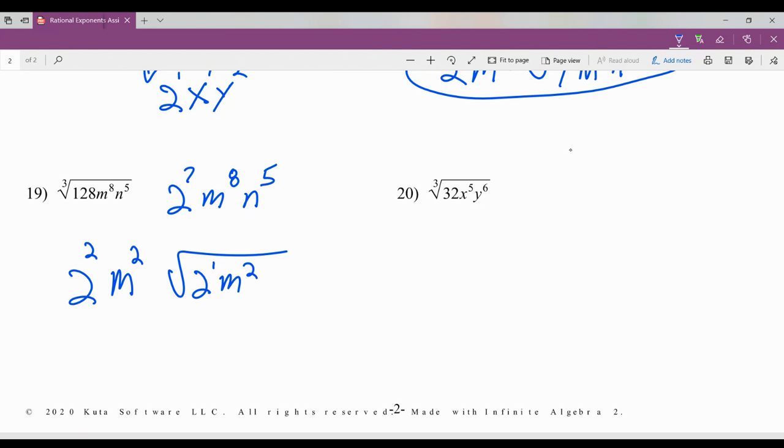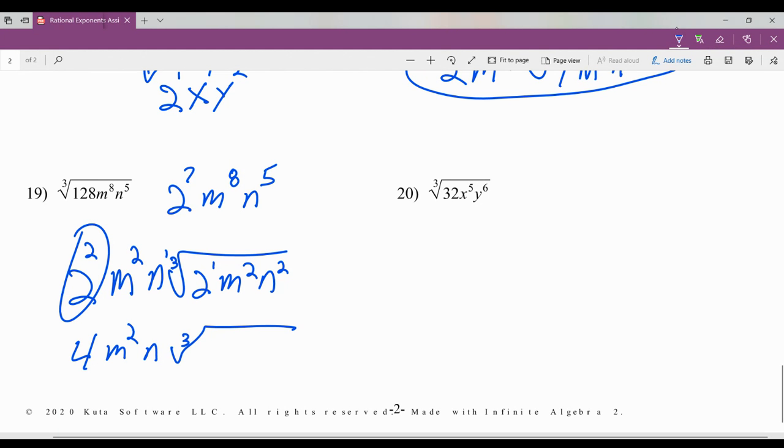N to the 5th, 3 goes into 5 once with 2 left over. So that's an n, and 2 left over means n squared goes in there. Oops, I again forgot to put the 3. Let me rewrite this a little bit more neatly. 2 to the 2nd is 4. M to the 2nd, n. And then that's all being multiplied by the, not 4th root, but 3rd root of 2m squared n squared.